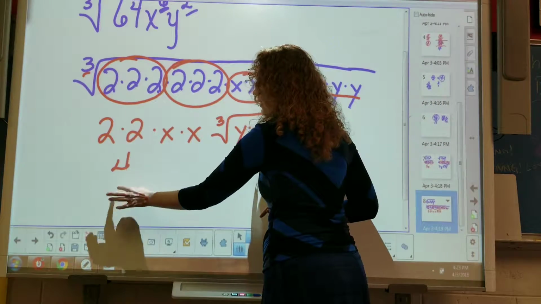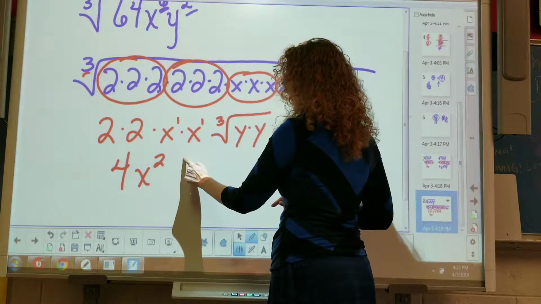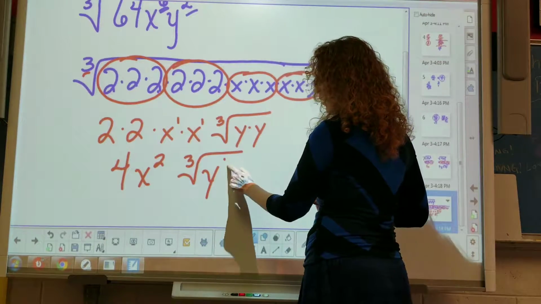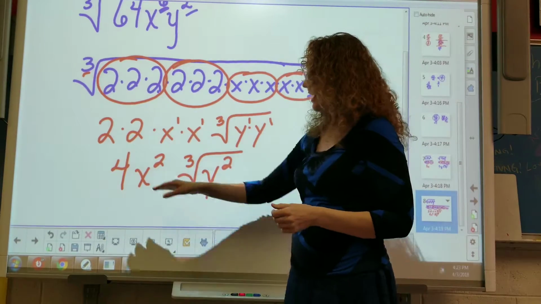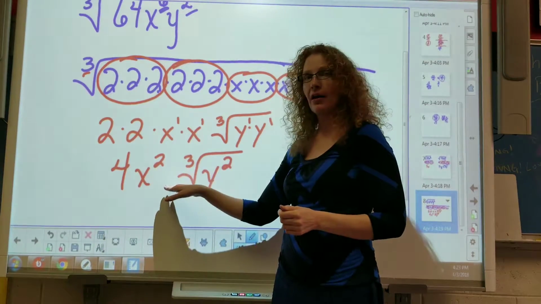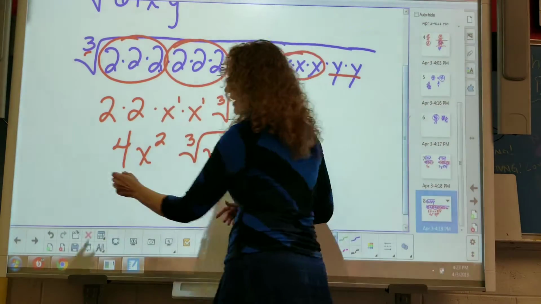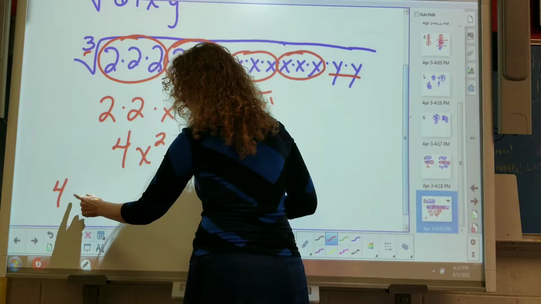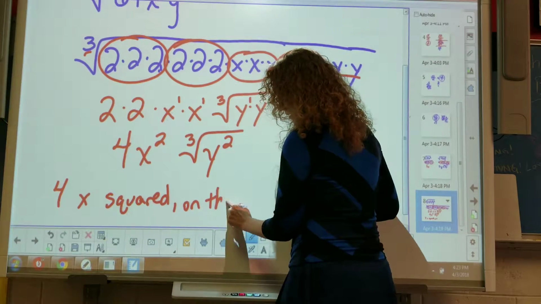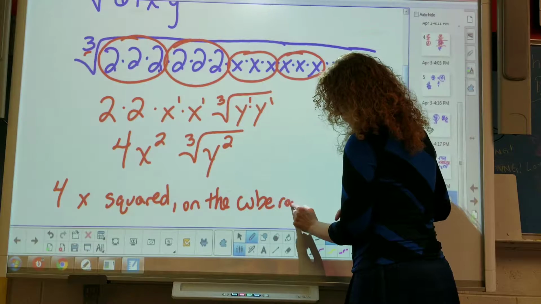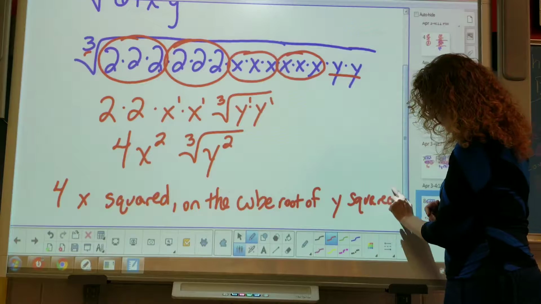2 times 2 is 4. X, when we multiply like bases, we add the exponents, so it's x squared, on the cube root of y squared. Again, multiply like bases, add the exponents. And again, I read this as saying 4x squared on the cube root of y squared. Anytime a number is in front, that's what we say. So we would say 4x squared on the cube root of y squared. That's how we say it.